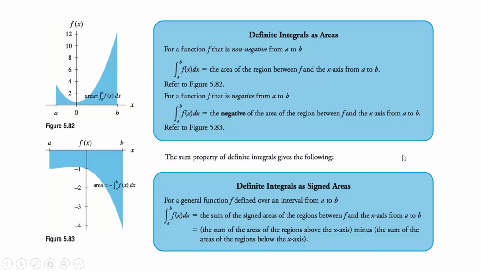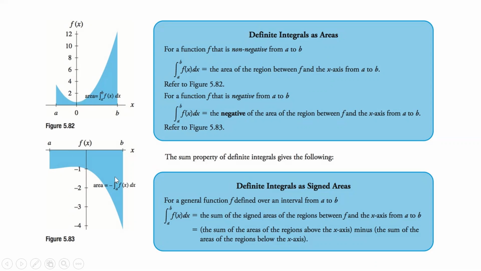Now, what about definite integrals as areas? So for a function that's non-negative, such as this one, it's always above the horizontal axis from a to b, then the integral from a to b of f of x dx is the area of the region between f and the x-axis from a to b. So again, it's just that blue area right here.